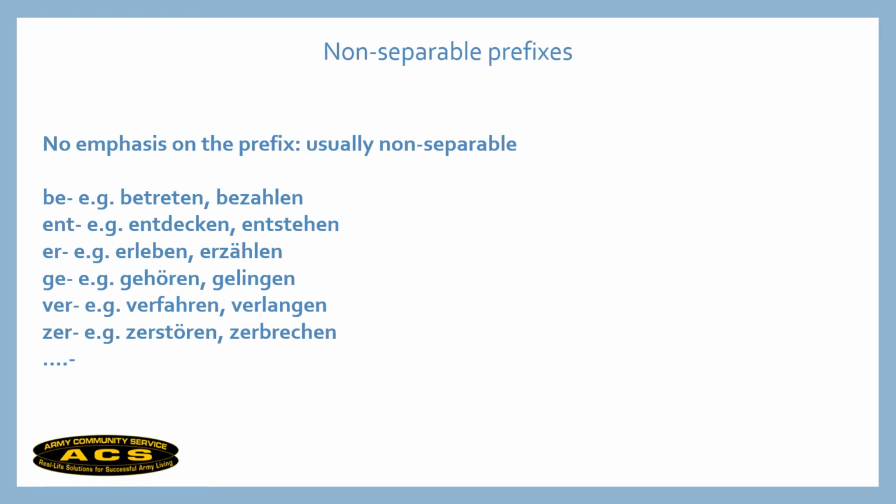There are also non-separable verbs, meaning there are verbs that do have a prefix, but you can't take off that prefix and leave it alone. The prefix alone doesn't have a meaning. How do I recognize those? Usually there's no emphasis on the prefix. So for example, if I have the prefix ent, and I would say entdecken, there's no emphasis on ent. Entdecken means to discover. Or for example, ge as a prefix, and I say gehören, and this means to belong.